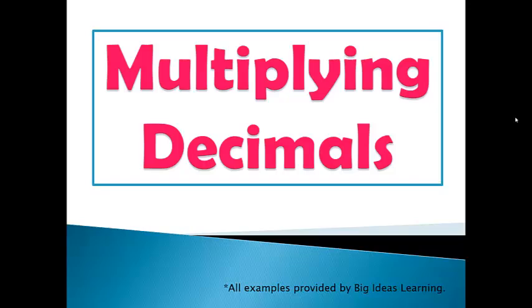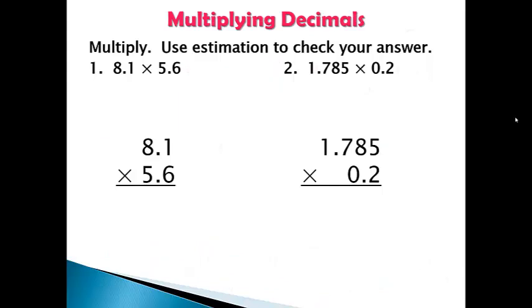Today's lesson is on multiplying decimals. For our first two problems, we're going to multiply and then we're going to use estimation to check the answer. So for number 1, we have 8 1/10 times 5 6/10. First, we're going to set up our problem. 8 1/10 times 5 6/10.